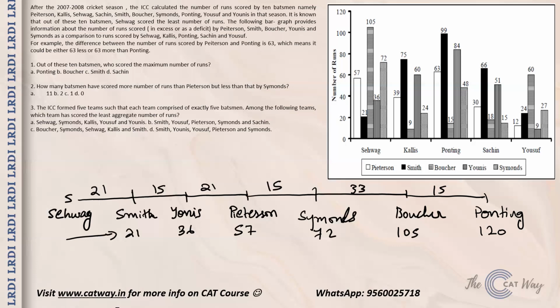Let's start with Kallis. Between Kallis and Peterson, there is a difference of 39 points.